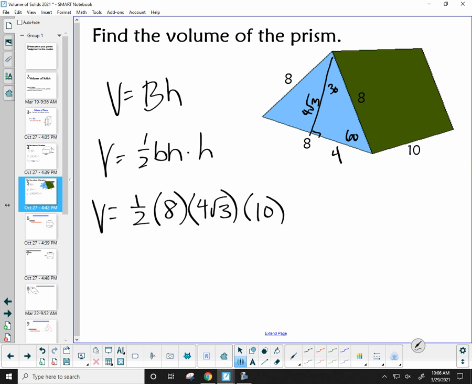All right, so 1/2 of 8 is 4. 4 times 4 is 16. 16 times 10 is 160 radical 3 cubic units. You can multiply that all out as well if you like.